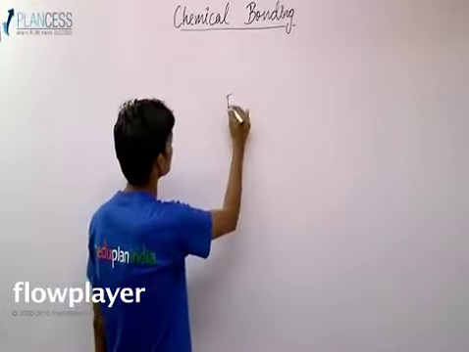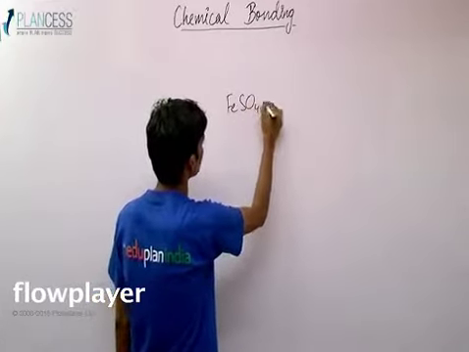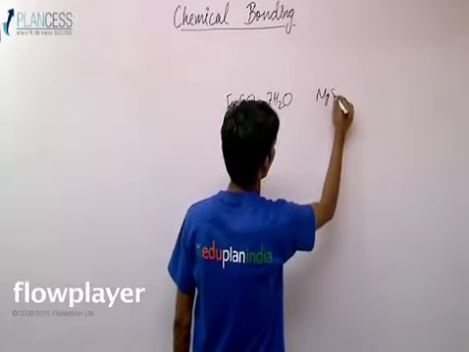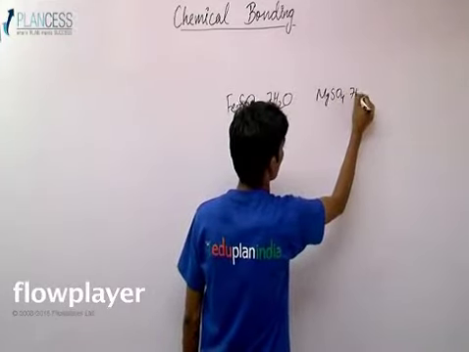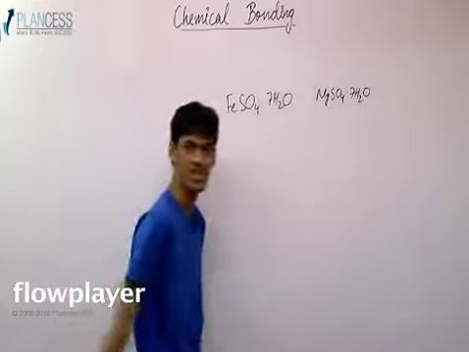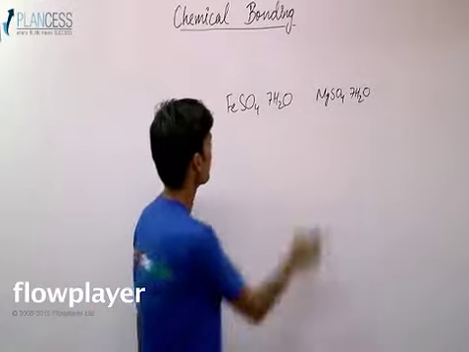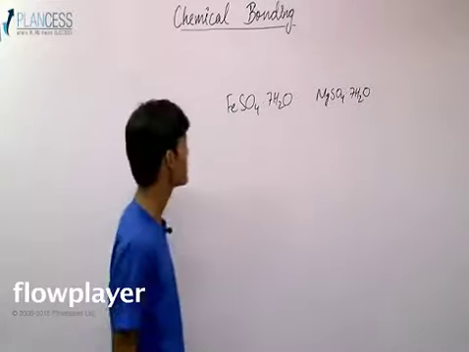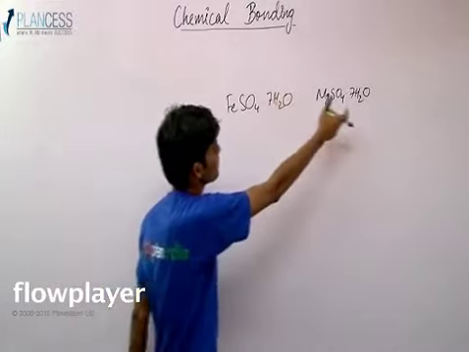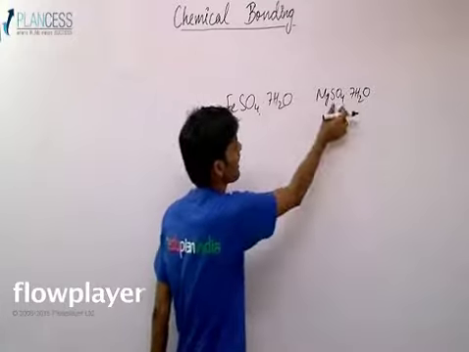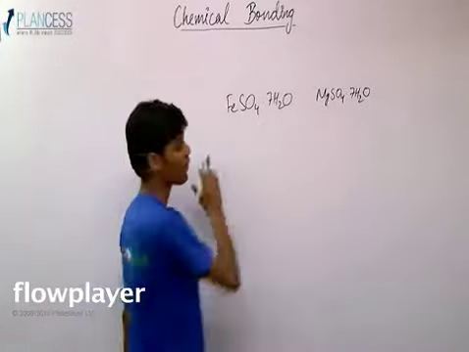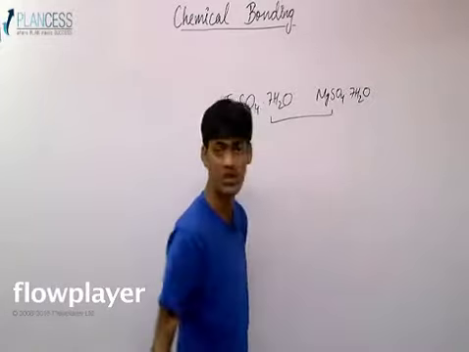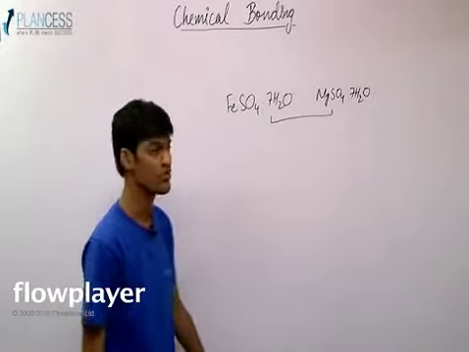Let's say FeSO4·7H2O and MgSO4·7H2O are isomorphs because their crystalline structure is the same. By crystalline structure, I mean that there are water molecules present in their crystal structure. The same number of water molecules are present, and the same anion is also present. So their crystalline structure is pretty much the same. So they are isomorphs, and this phenomenon is called isomorphism.